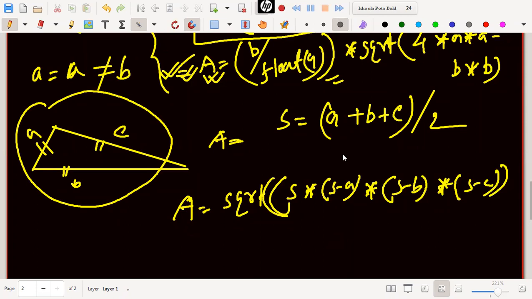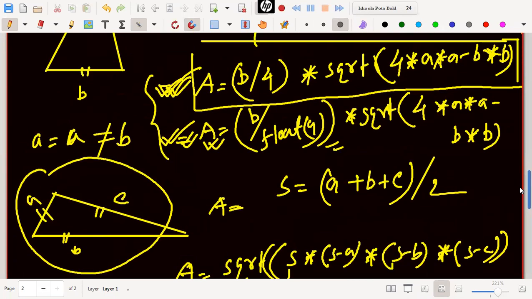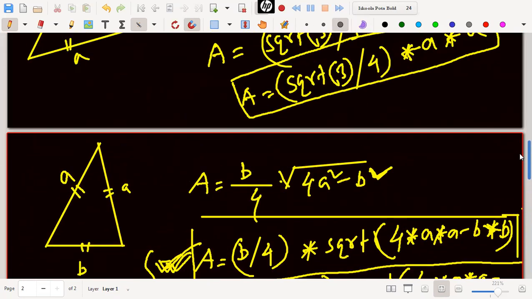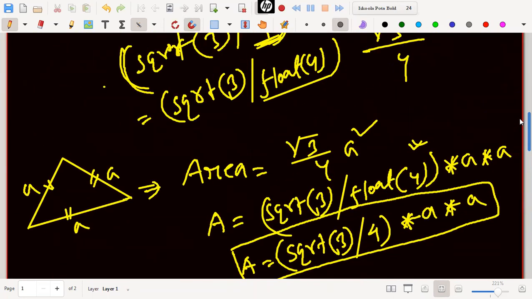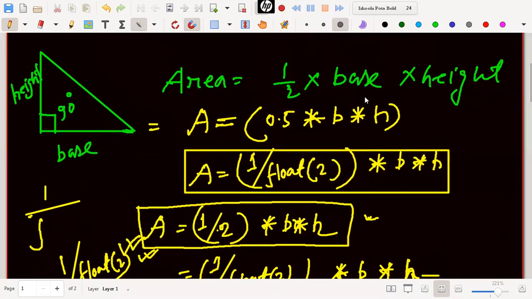Okay, so the area of the triangle, at first we have to know all the equations for the area of the triangle. Now the main problem is the variable declaration. It is very easy to understand all the equations for the area of the triangle, but the main problem is to define the variables, right?